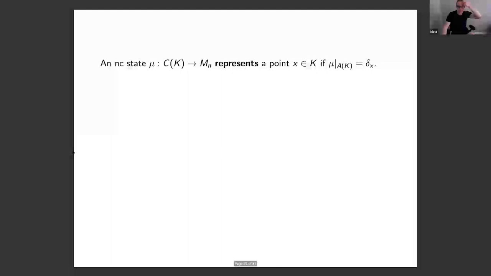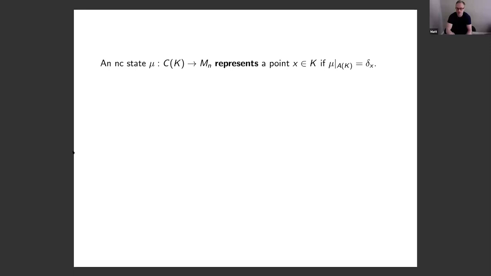So as in the commutative setting, I'll say that an NC state, and by that I just mean a UCP map from C of K into Mn, we'll say that it represents a point in K if when I restrict to the space of continuous affine functions, NC affine functions, that's the point evaluation at the point X. So in other words, it's exactly like plugging in X.